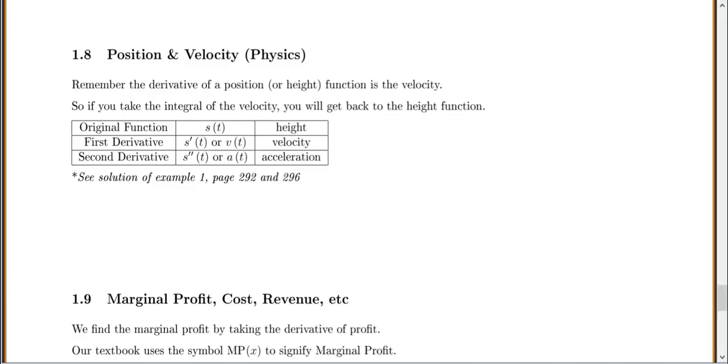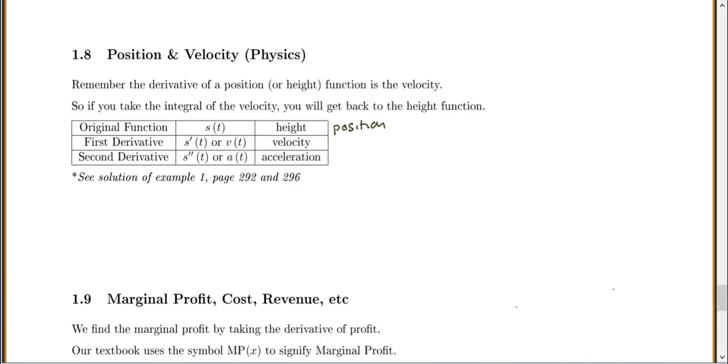So, almost done. There's a few applications for this. One is if you're talking about position and velocity for physics, if you're talking about rockets, things like that. So remember, if we take the derivative of a position or a height function, we get the velocity. So now if we take the antiderivative or the integral of the velocity, we'll get back to our height function. Okay, so you can see here our original function, we use the notation s of t for our height or position. Our first derivative, v of t for velocity, and our second derivative, a of t for acceleration.